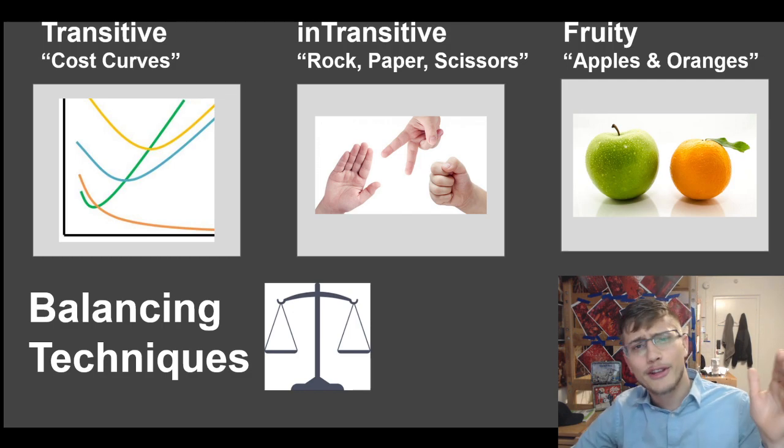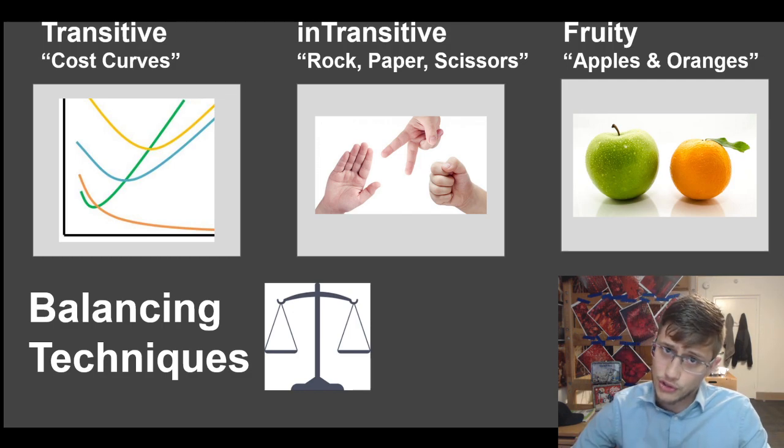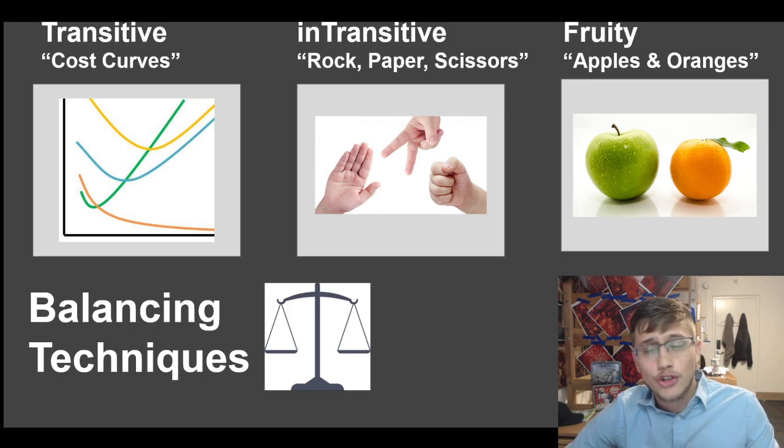So in total, there are 3 ways that you could balance your game, as described by Ian Schreiber: transitive, intransitive, and fruity. In order to become a better game designer, you can consider using one or more of these mechanics in the game that you're currently trying to balance.